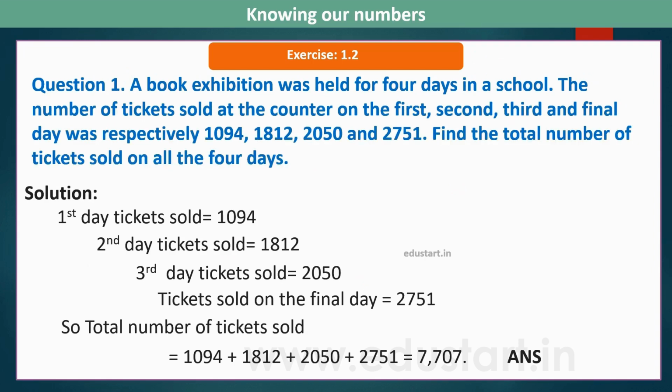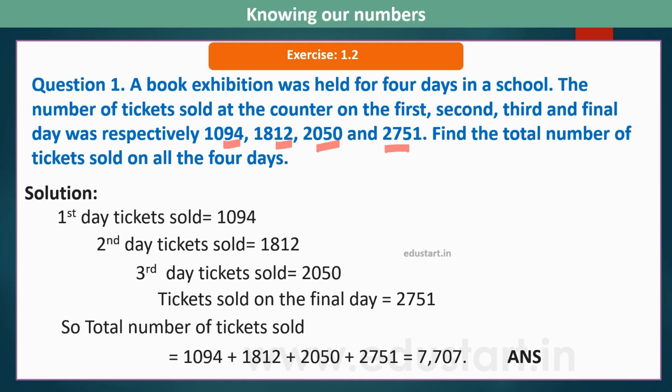Okay, let's go through the question. A book exhibition was held for 4 days in a school. The number of tickets sold at the counter on the first, second, third and the final day was respectively 1094, 1812, 2050 and 2754. Find the total number of tickets sold on all the 4 days. So let's go through the solution.